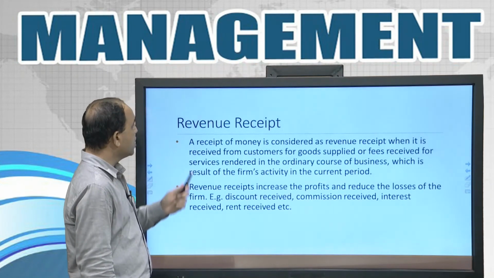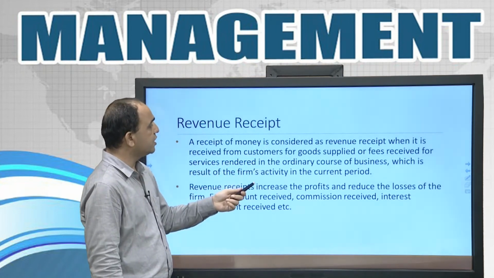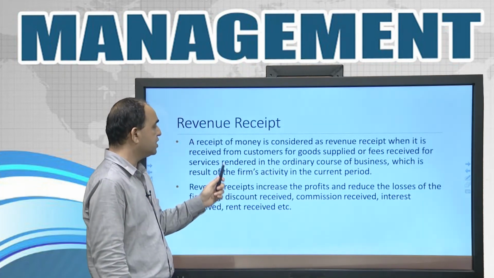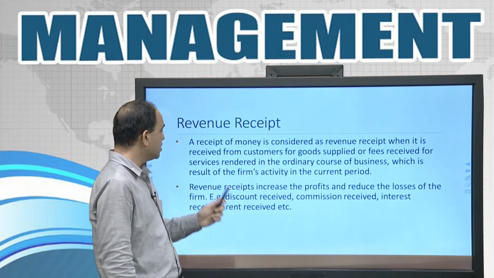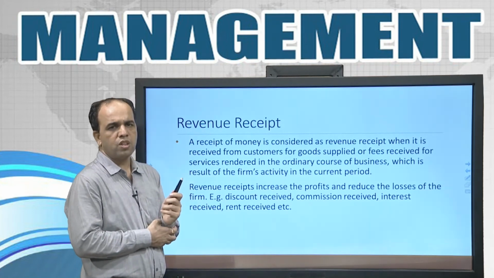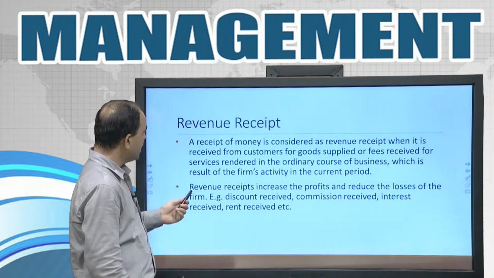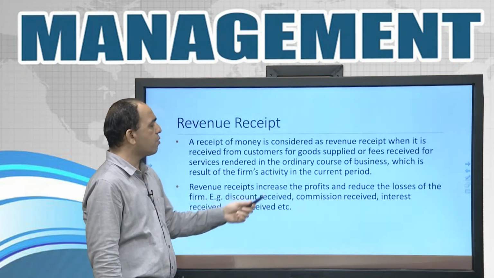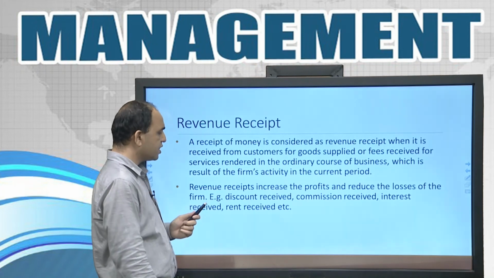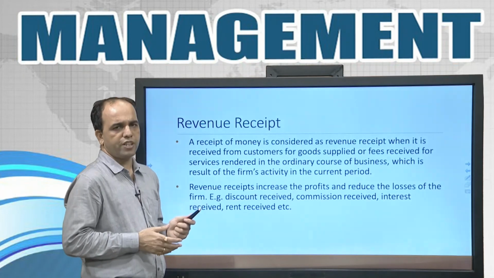that capital receipt would be written under liability. In the same manner, a receipt of money is considered a revenue receipt when it is received from customers for goods supplied or fees received for services rendered in the ordinary course of business, which is a result of the firm's activity in the current period. So, sale of goods, and any consulting fee we get, is of course considered a revenue receipt. Revenue receipts increase the profit and reduce the loss of the firm. For example, discount received, commission received, interest received and rent received are all recorded on the credit side of the profit and loss account.